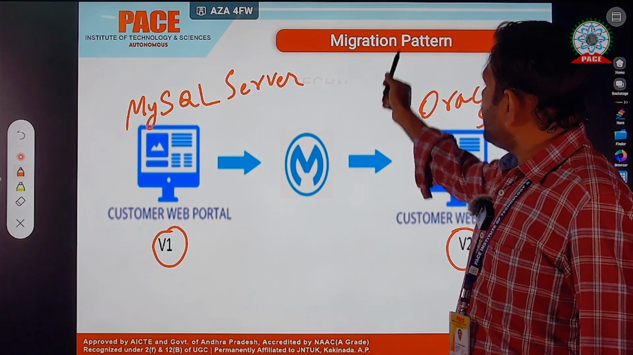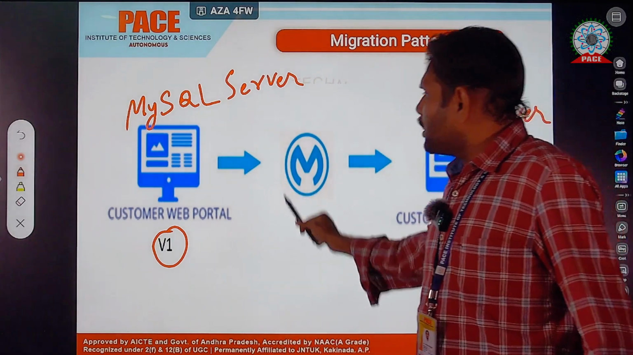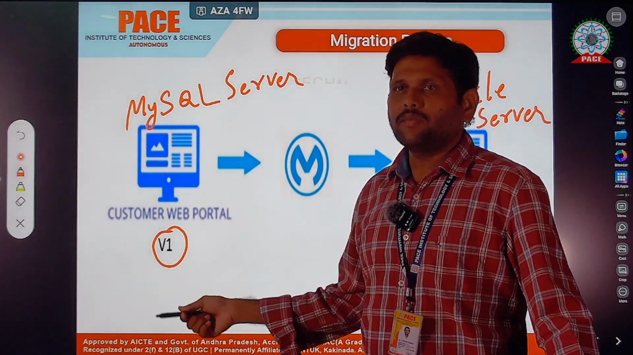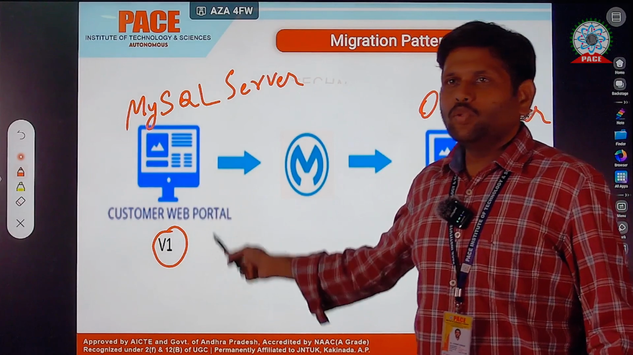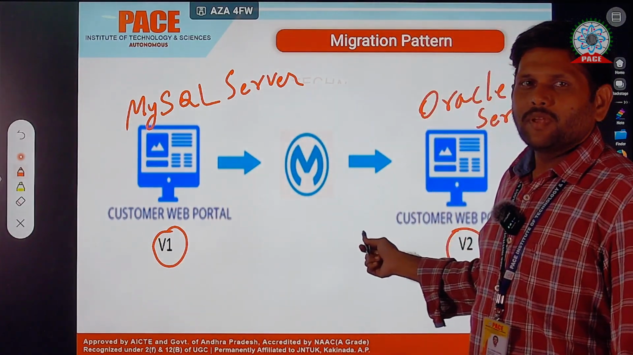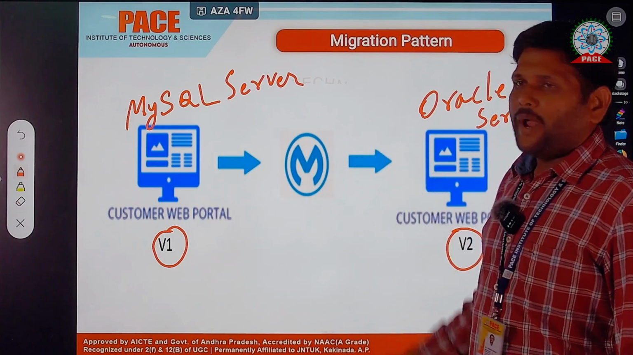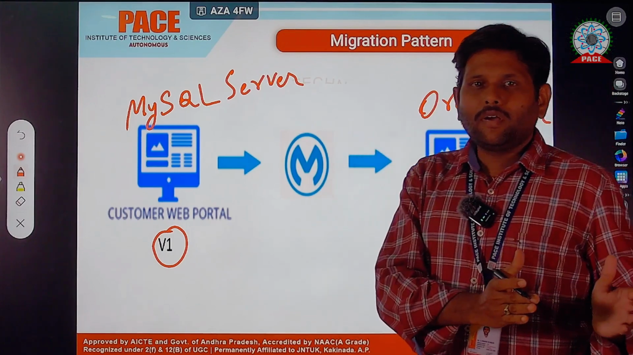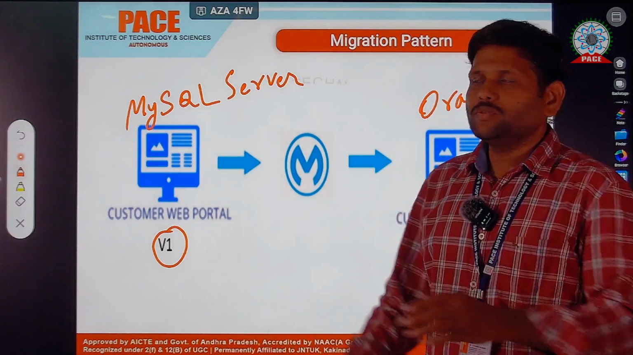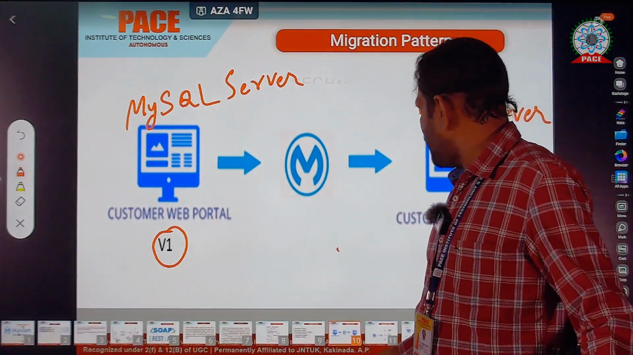Then in the migration pattern, what will happen? Whatever records are present in this MySQL server, it may be lakhs of records or millions of records, those will be migrated into the Oracle server. Yeah, that is the migration pattern. That means however many records are there in one application, all the records have to be moved to some other application. That is the migration pattern.